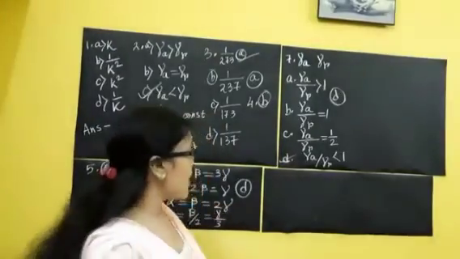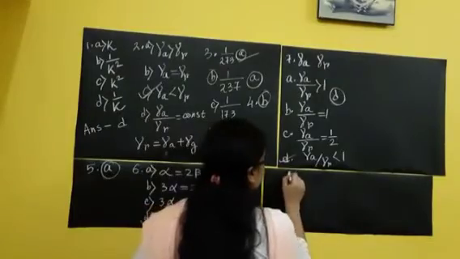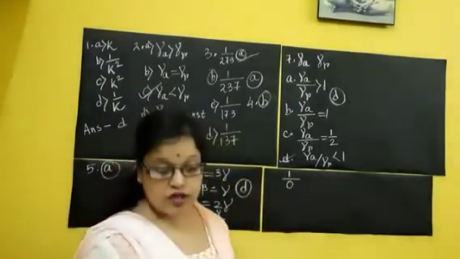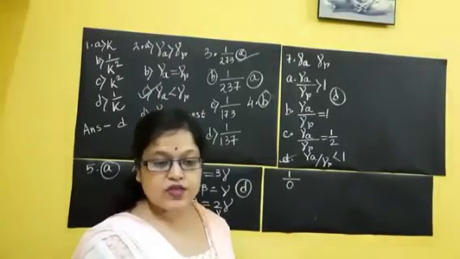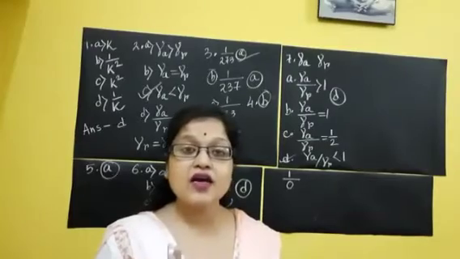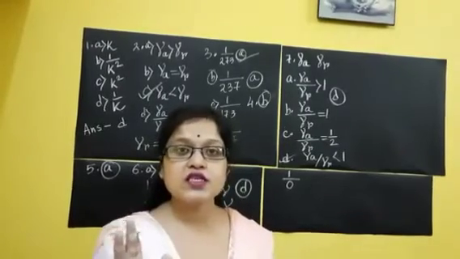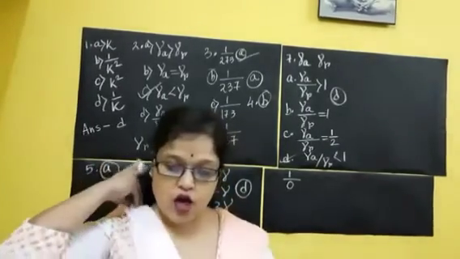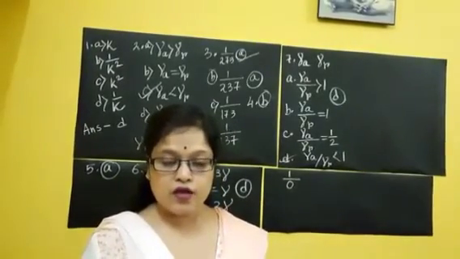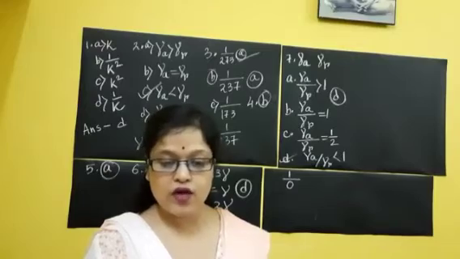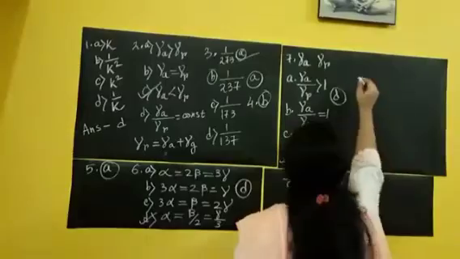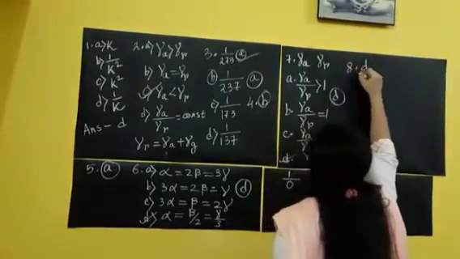1 by 0 is what? Infinity, meaning it can't be defined. 1 by 0 means infinity. So question number 8 will be infinite. If you have an ideal conductor, meaning no resistance, the conductivity is infinite. So it will be option D. Question number 8 is option D.